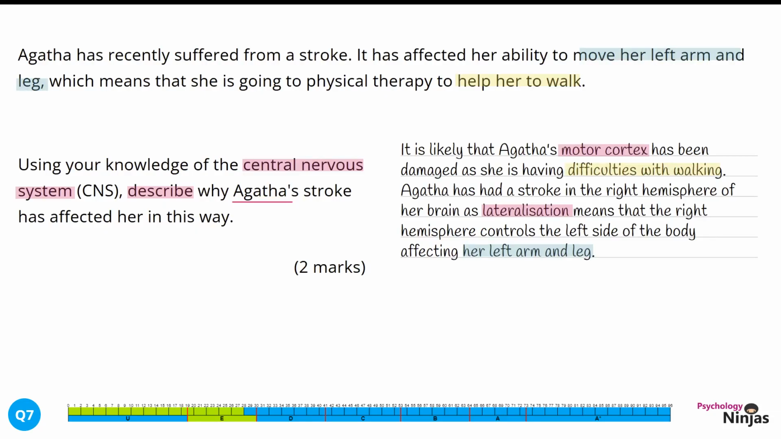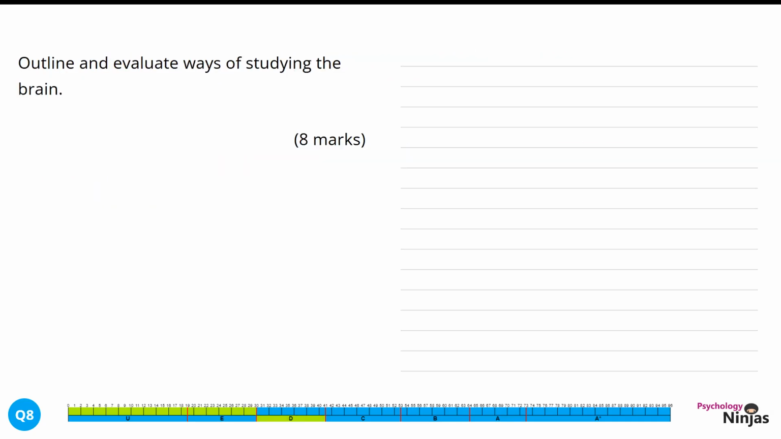We can clearly see from our STEM that we've done our 2 pieces of application for our 2 marks, as 2 different parts of the STEM have been highlighted.